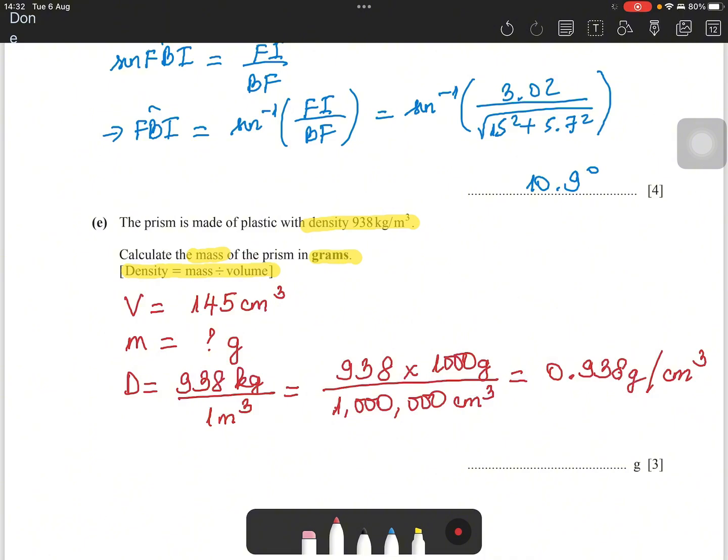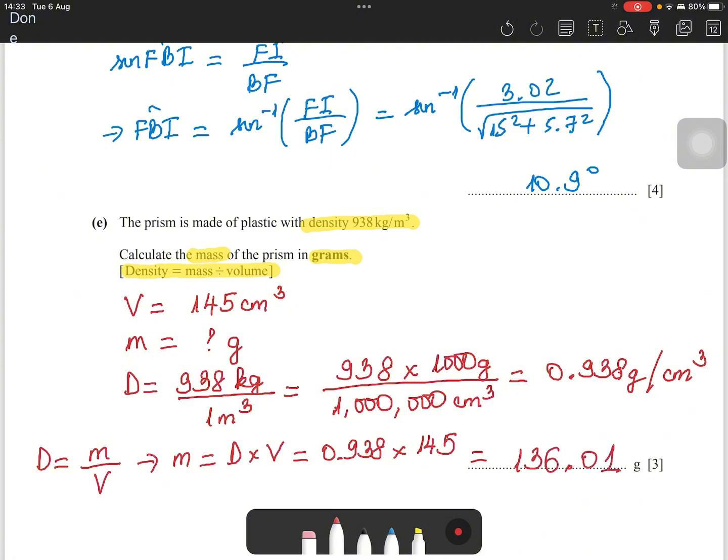And from density equals mass divided by volume, we know that the mass is equal to the density multiplied by the volume. The density is 0.938 and the volume is 145. So the answer for this is 136.01 grams.